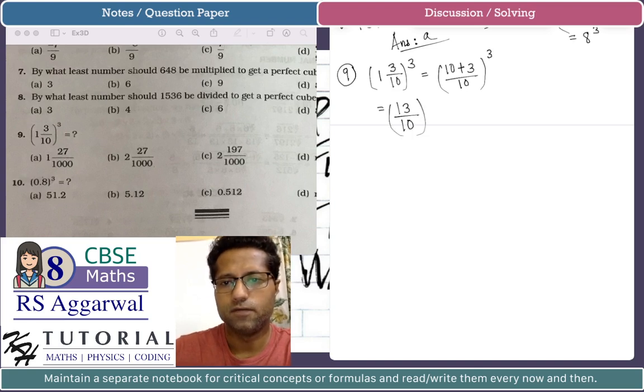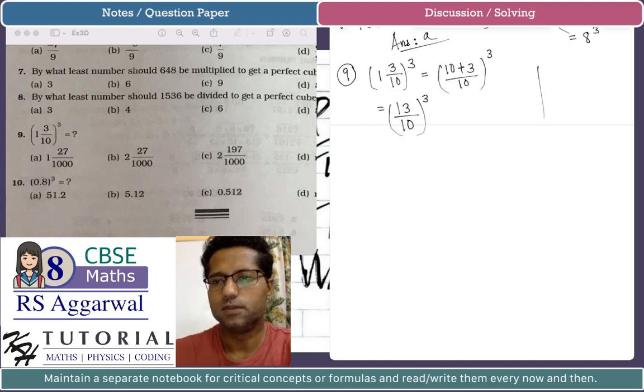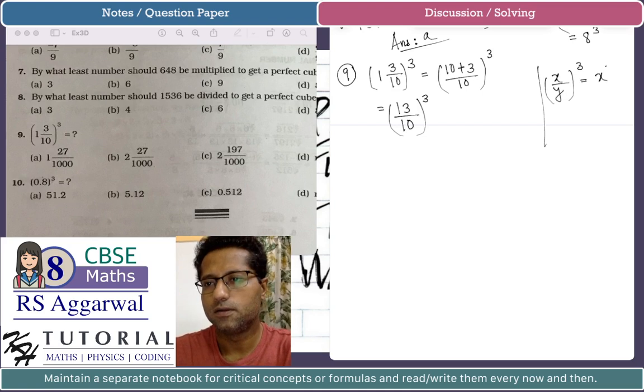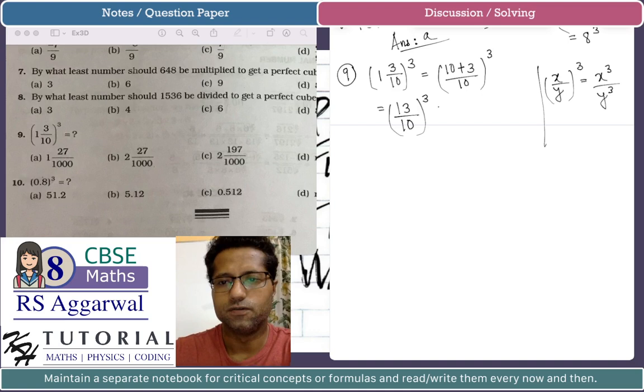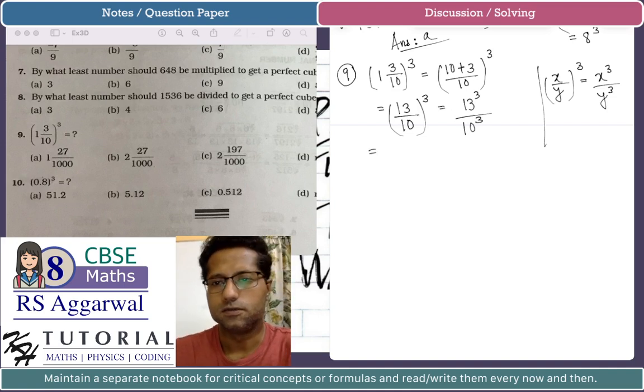So now we have a cube of a rational number, and we know that the cube of a rational number x by y whole cube is nothing but the cube of the numerator divided by the cube of the denominator. So this will be 13 cube divided by 10 cube. Now what is 13 cube?